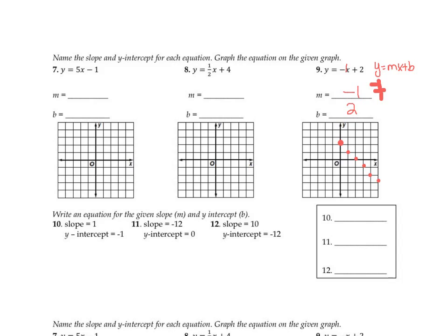And then you're going to pick up your ruler, and you're going to connect your dots using your ruler. And you're going to label your line with the equation, y equals negative x plus 2.